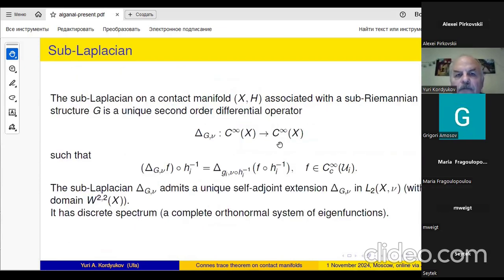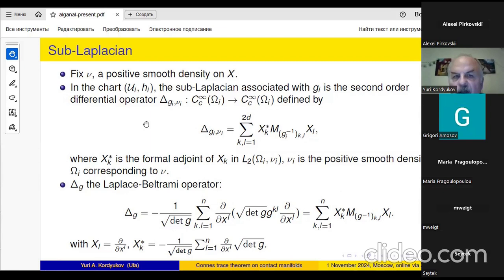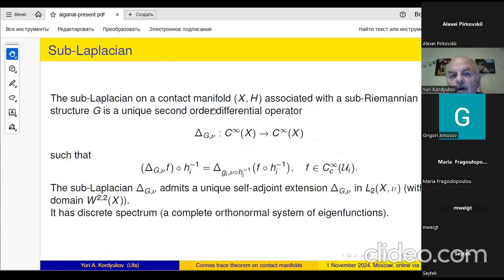And then one can show that these operators can be glued. These are locally defined operators, and they can be glued into a unique second-order differential operator, which depends both on the sub-Riemannian structure and on this positive density nu. And this is the second-order operator. One can show that this operator is self-adjoint.